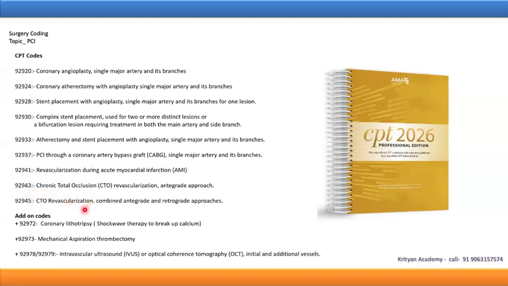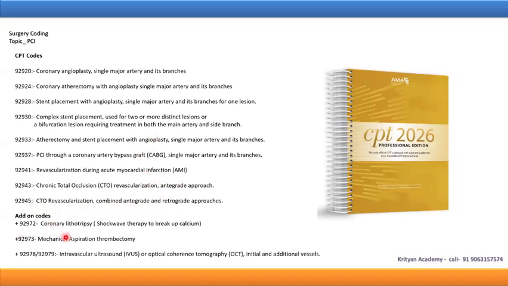And here we also need to check what the approach is, whether they are doing it for antegrade only or antegrade and retrograde. If it is only antegrade, that is nothing but from the proximal to the distal end only. That is the meaning of antegrade approach. If they are only performing the antegrade approach, yes, you can use 92943. And if they are using antegrade and retrograde, we have a combination code, which is 92945. So these are the key terms we need to check in the operative report.